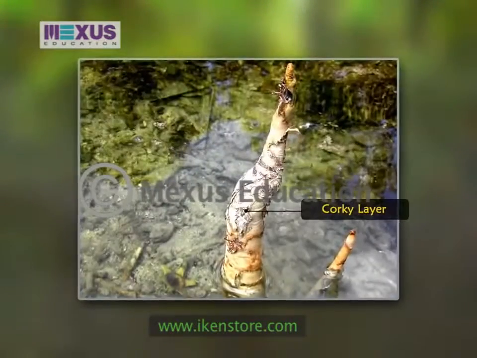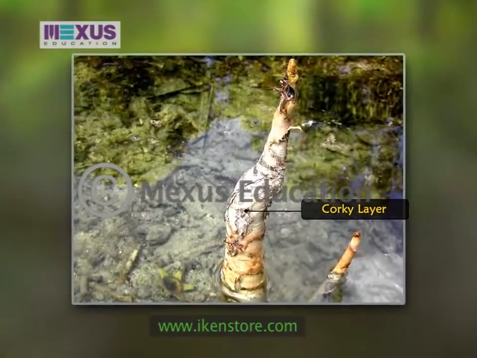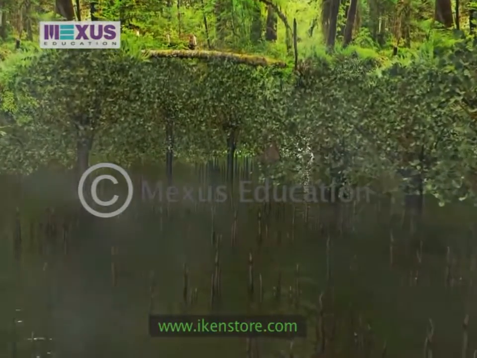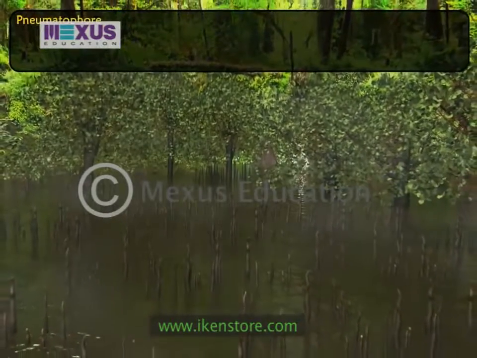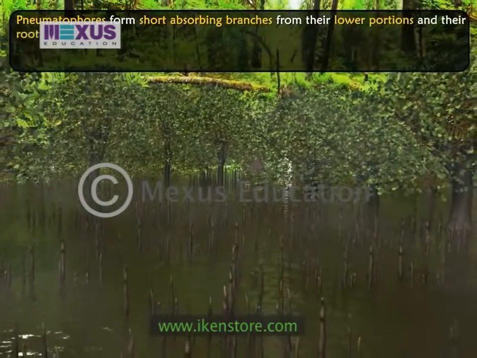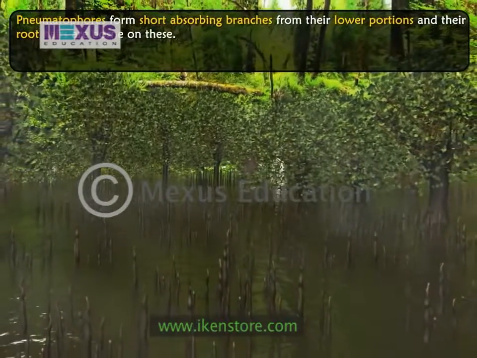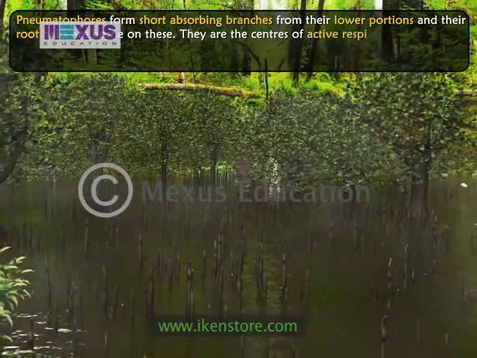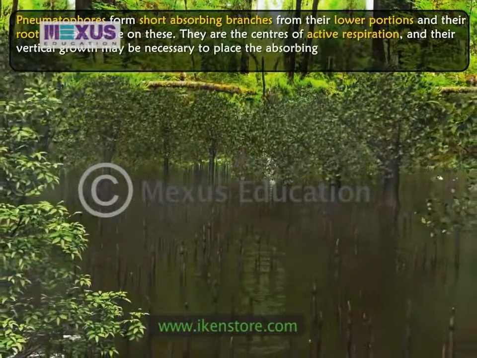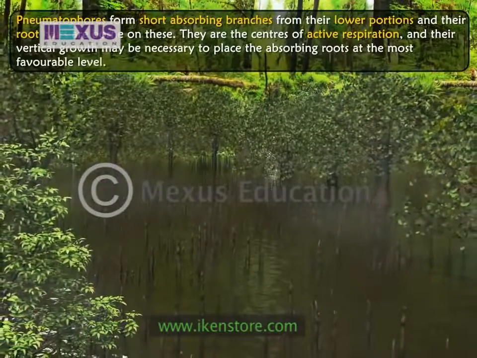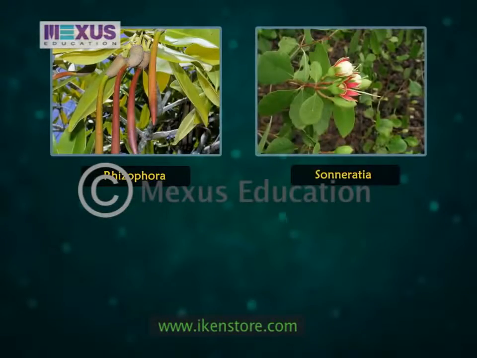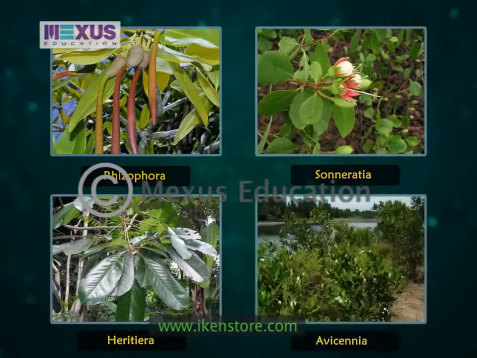There is a corky layer over each root which covers even the apex, and the portion in the air bears numerous lenticels. Pneumatophores form short absorbing branches from their lower portions, and their root hairs are borne on these. They are the centers of active respiration, and their vertical growth may be necessary to place the absorbing roots at the most favorable level. Examples are seen in Rhizophora, Sonneratia, Heritiera and Avicennia.